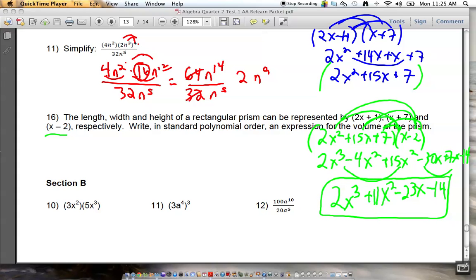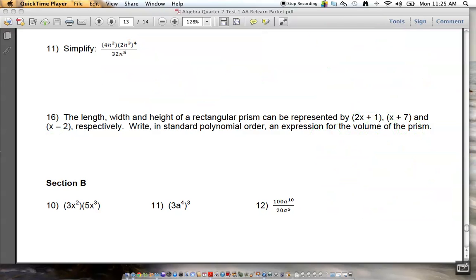Okay, guys, let's straighten it out. This is a test chock full of Regents exam type stuff. So hopefully you feel a lot more comfortable with this after you are done with the Relearn packet and you do really well on the test, and we're looking good for the Regents.